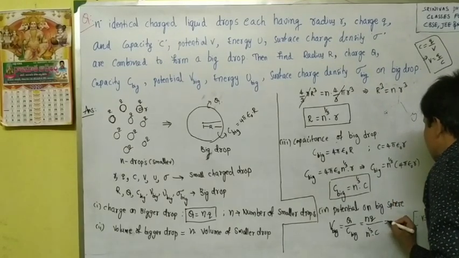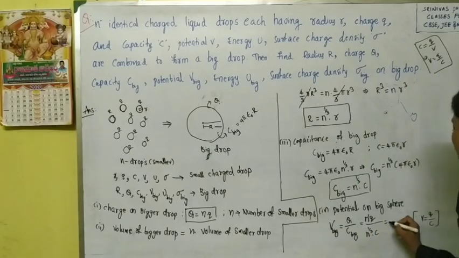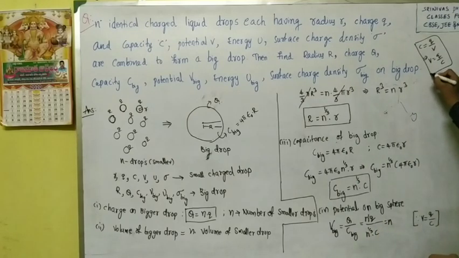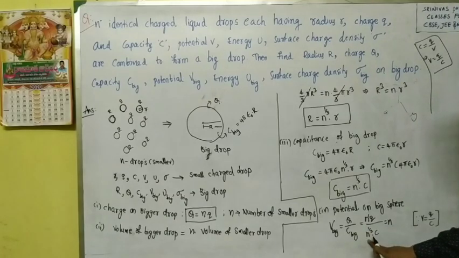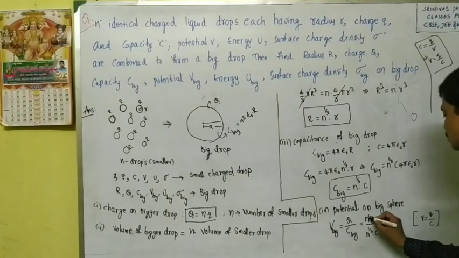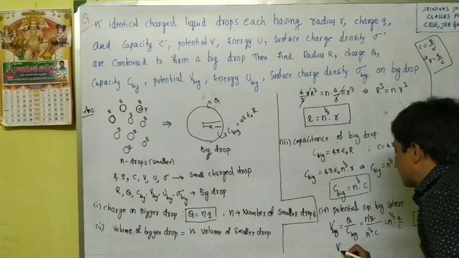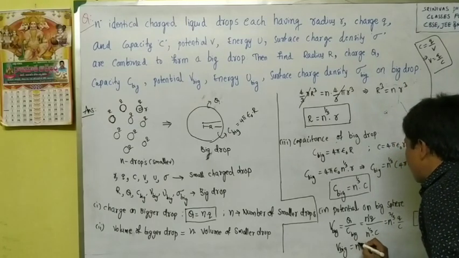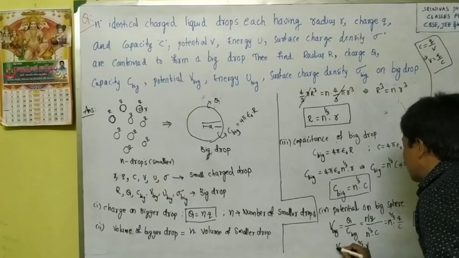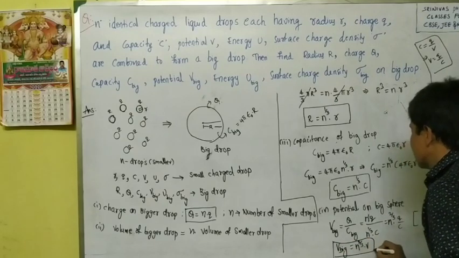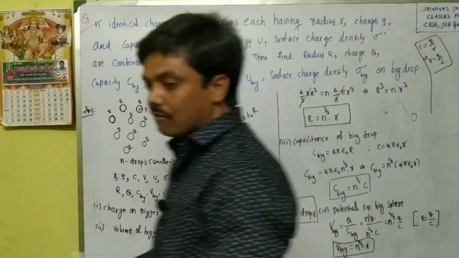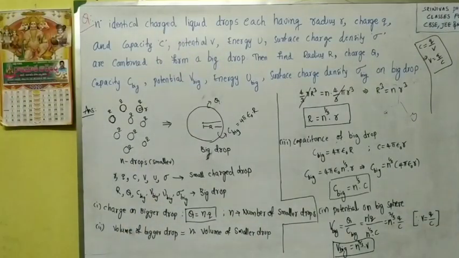Then from this we write n power 1 by n power 1 by 3. We will get a power m by a power n. There is a formula in mathematics: a power m by a power n is equal to a power m minus n. We have to subtract the powers, 1 minus 1 by 3, that is 2 by 3 we will get. And this Q by C is the potential on the smaller sphere. Then the potential on the bigger sphere is equal to n power 2 by 3 times the potential on the smaller sphere, right? And this is the formula.